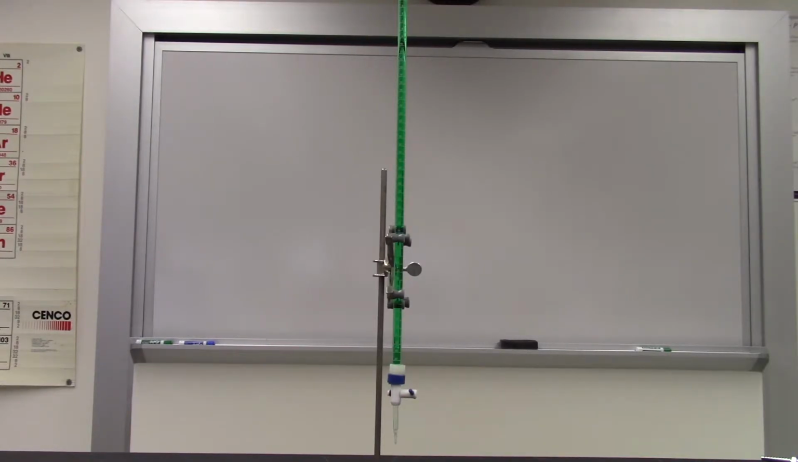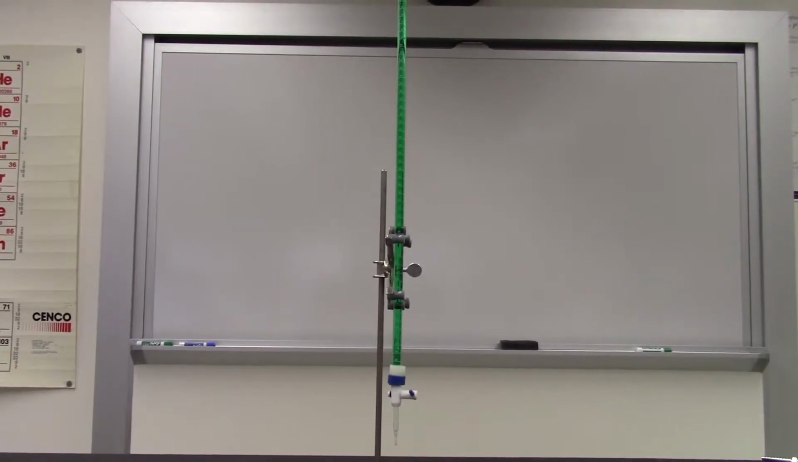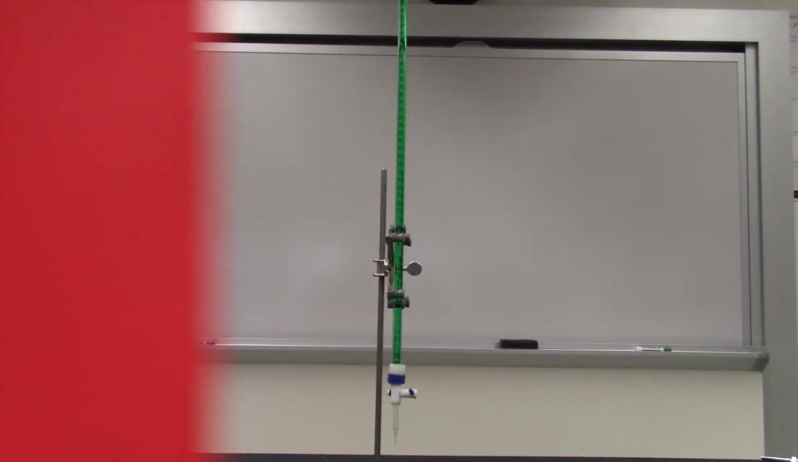So here's the burette filled with water that's got green food coloring in it. Normally we wouldn't use the food coloring, but the food coloring stands out better on the camera. All right, so let's zoom in. Let's get that meniscus for the initial volume.